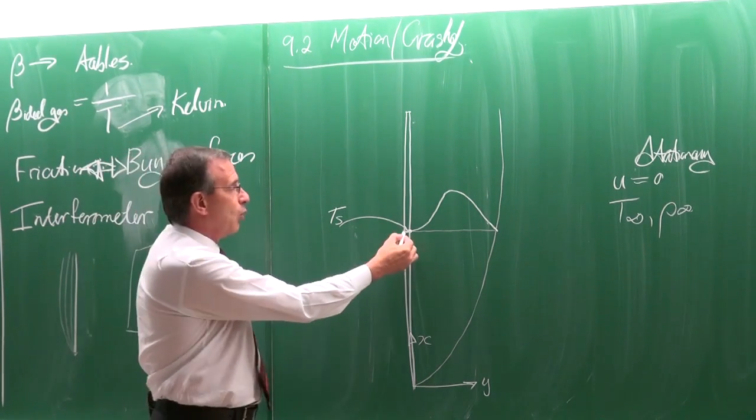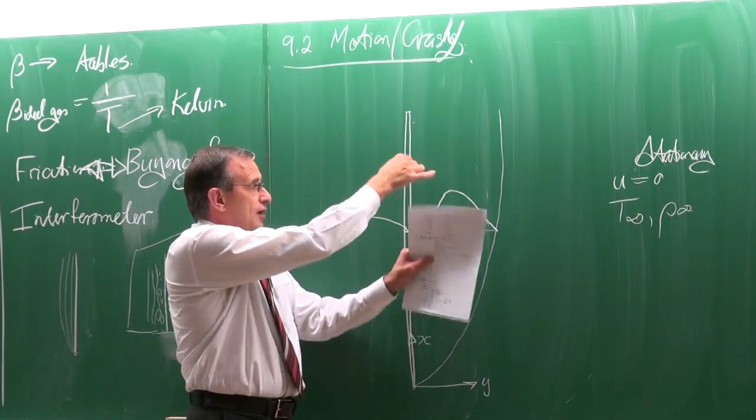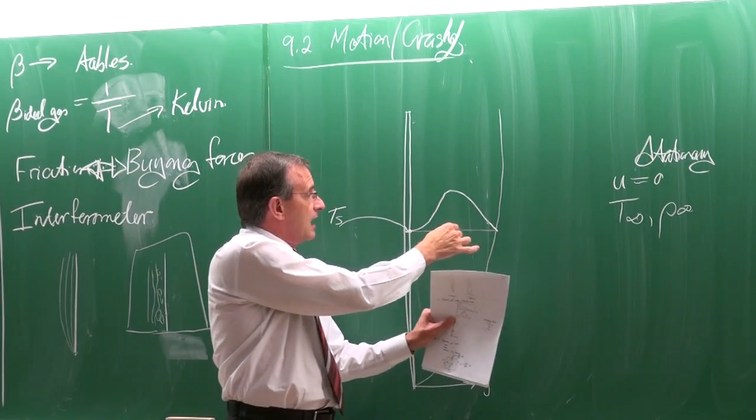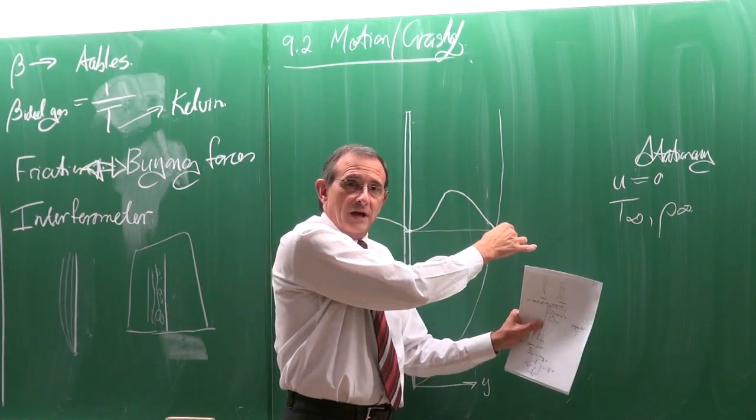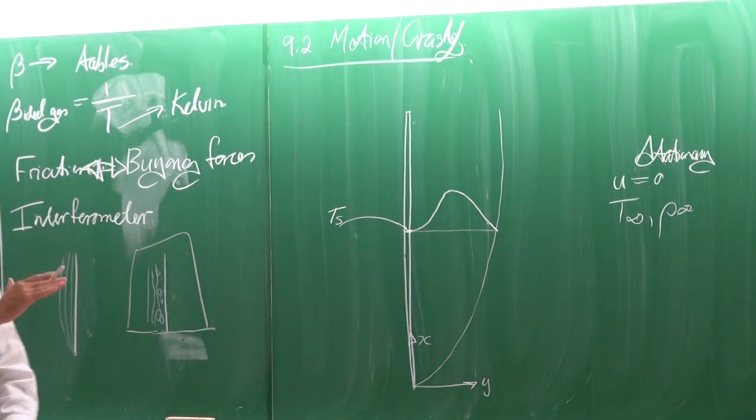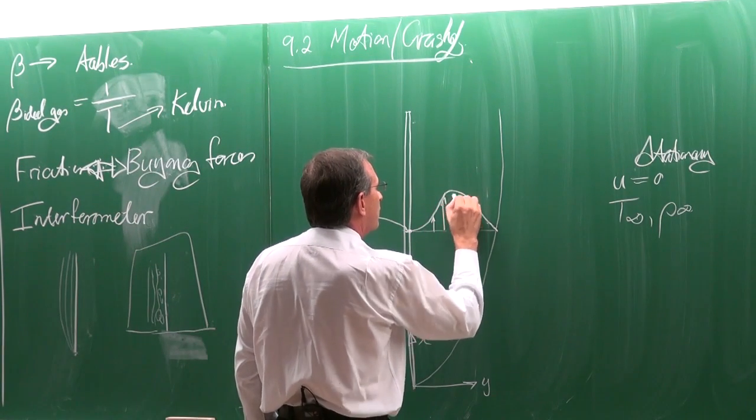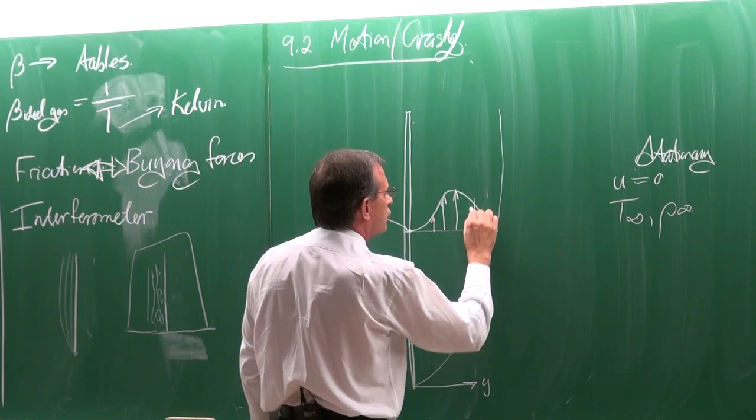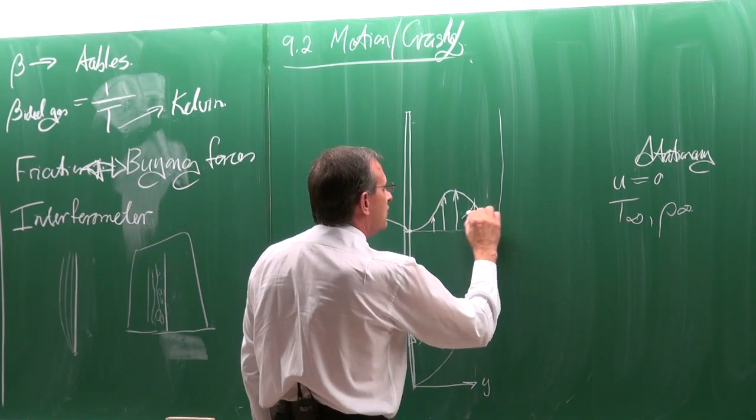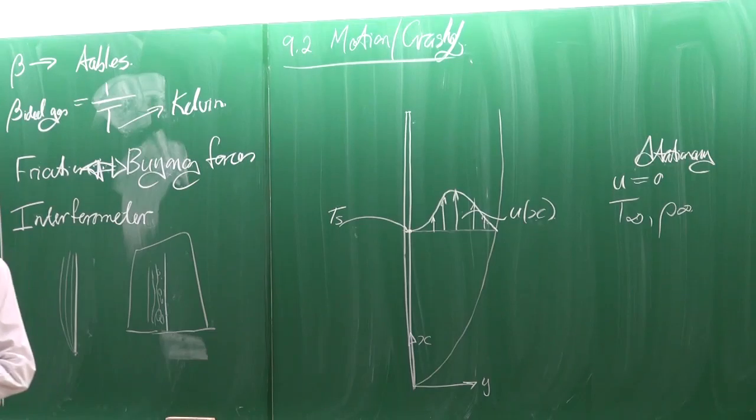So next to the wall, the velocity must be equal to 0, but we've got flow there, and as it goes further and further away, the velocity again somewhere must be equal to 0. So the velocity profile looks totally different than, for example, the velocity profile through a tube. So there is u as a function of x, a velocity profile like that.